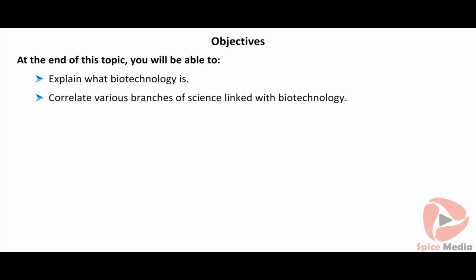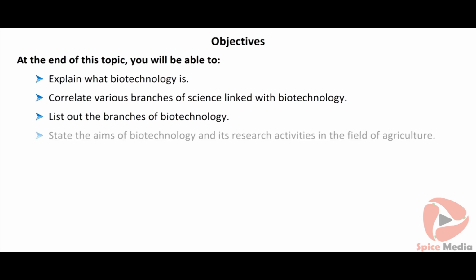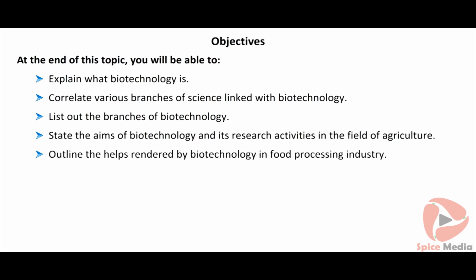At the end of this topic, you will be able to explain what biotechnology is, correlate various branches of science linked with biotechnology, list out the branches of biotechnology, state the aims of biotechnology and its research activities in the field of agriculture, outline the help rendered by biotechnology in food processing industry, predict the problems involved in genetic engineering.